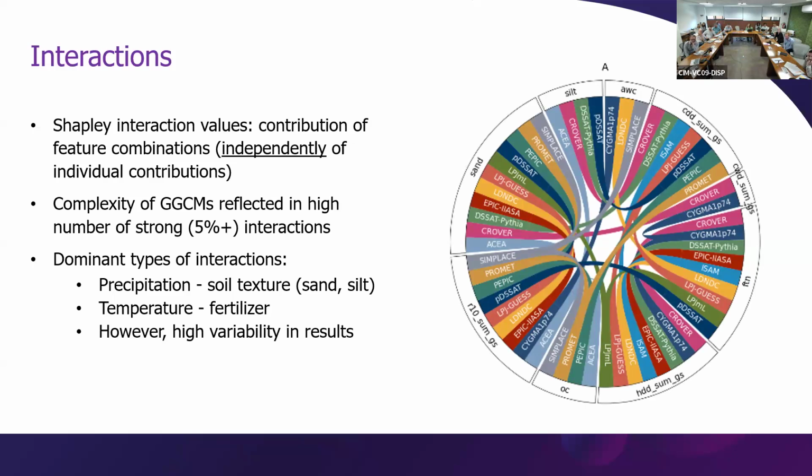So, for example, we see here a lot of arrows or a lot of lines going from the rain days to sand or to silt. And then what we also found is a lot of interaction between temperature-related features and fertilizer. But yeah, again, those are very varied results.